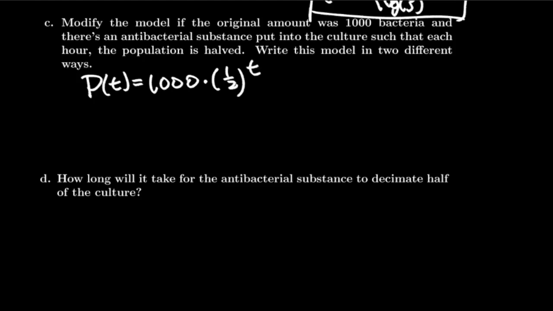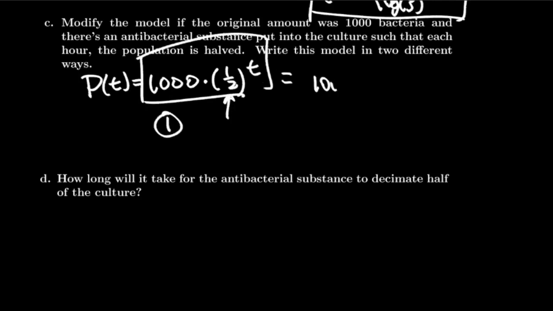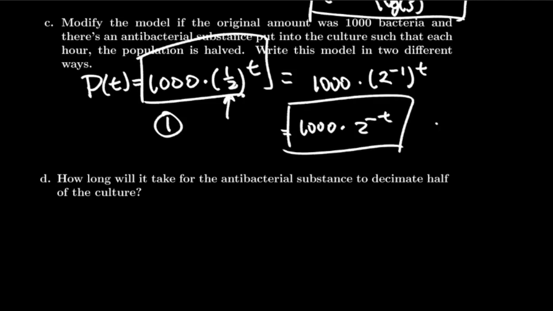But this says write the model in 2 different ways. Well, how can we write it in a different way? Let's turn that into a power. So this is way 1. Let's make this 2 to the -1 power. And we can simplify that even further, and we get 2 to the -t power. So here is the second way to do it.